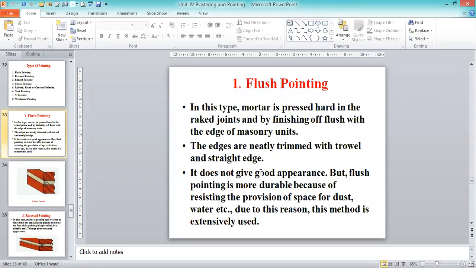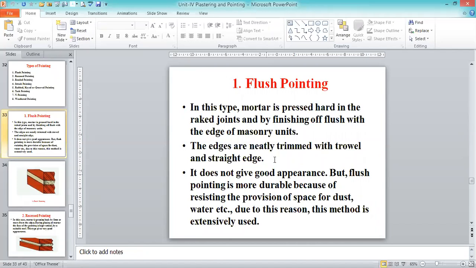And we have to see how we insert the cement mortar into the joints itself. It does not give a good appearance, but flush pointing is more durable because it resists the provision of space for dust. We avoid dust, water, etc. Due to this reason, this method is extensively used.